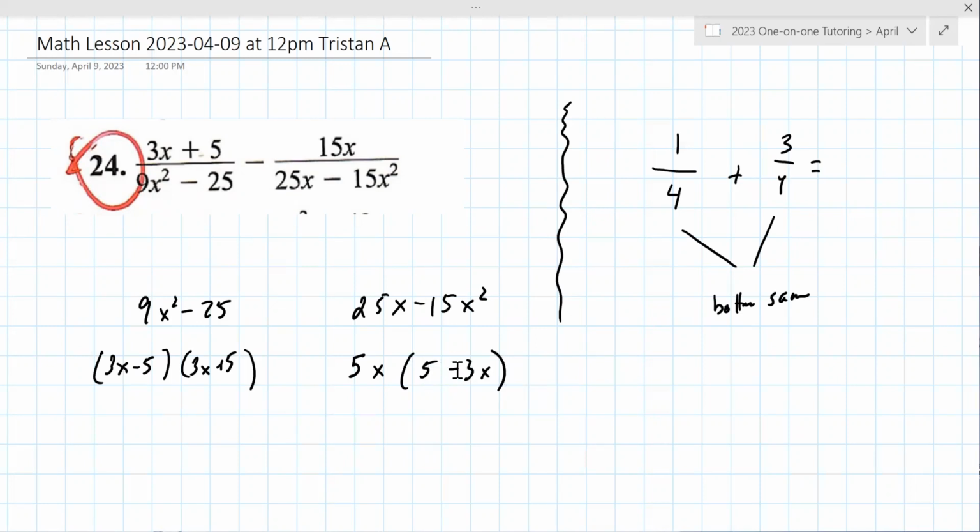5 minus 3x kind of looks like 3x minus 5, but they're not the same. They're off by a sign. The 5 is positive, but it's negative over here on the left, negative 3x, positive 3x. So how can you change that? Well, you can actually factor out a negative. So I put that there. It becomes 3x minus 5. Basically, you switch the signs here.